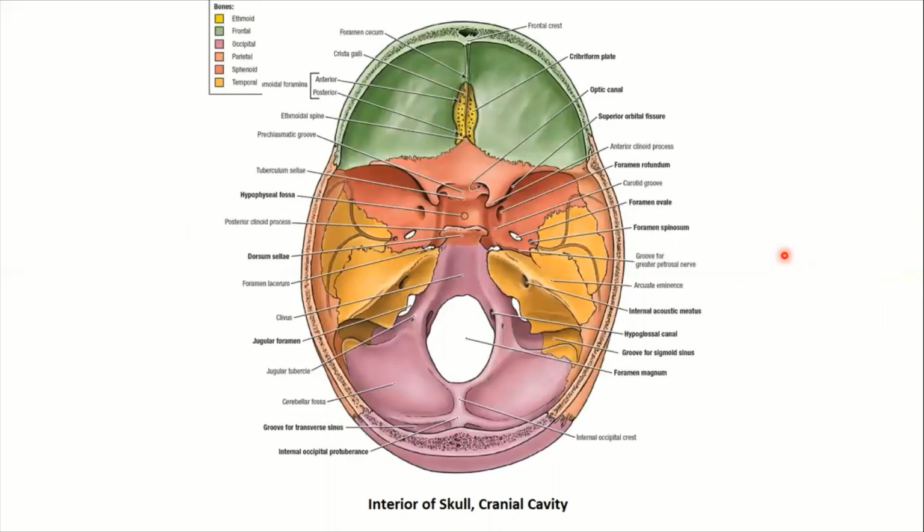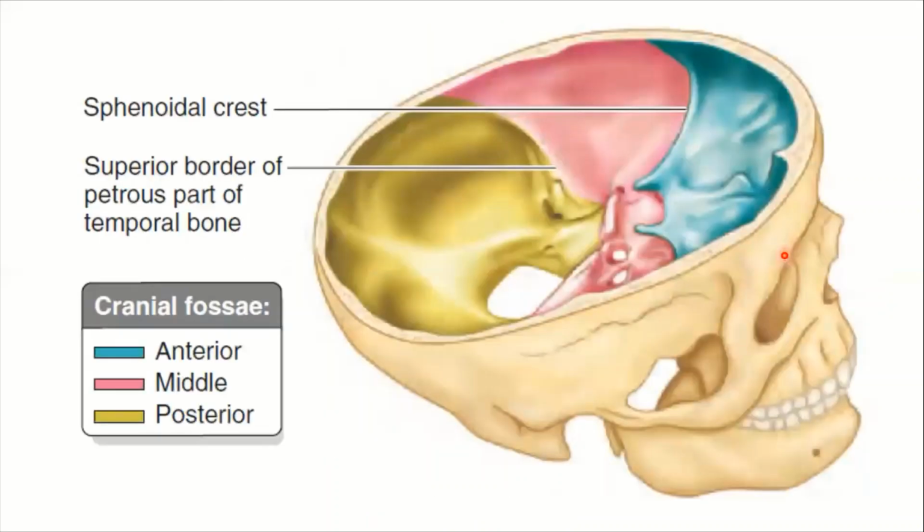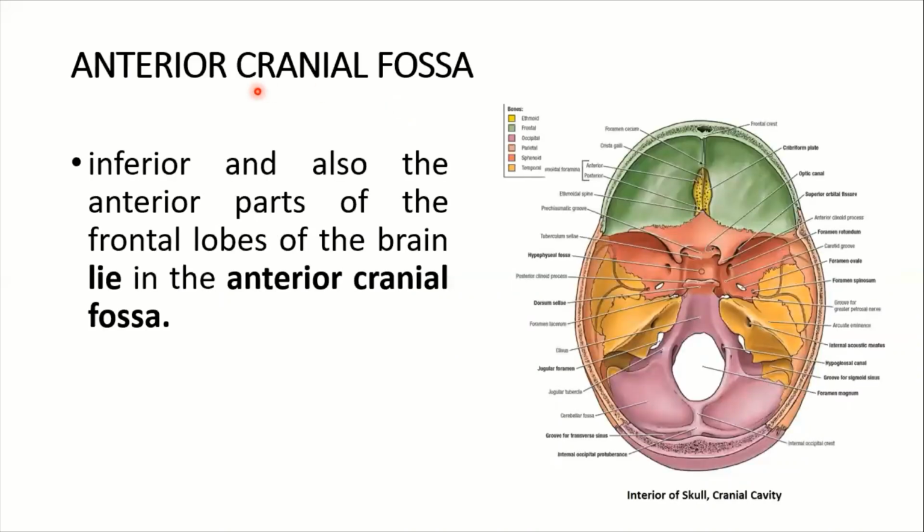Now we'll talk about the anterior cranial fossa. It is the most superior, and the anterior parts of the frontal lobes of the brain lie in the anterior cranial fossa.